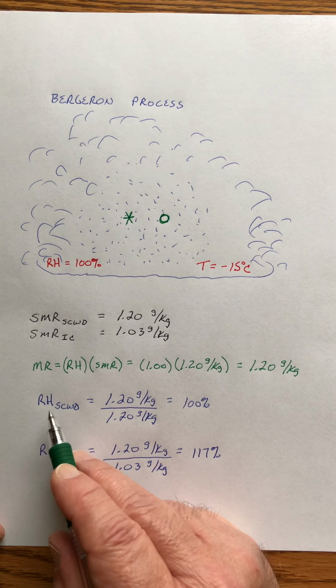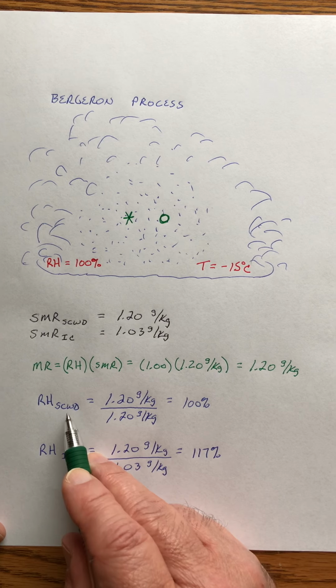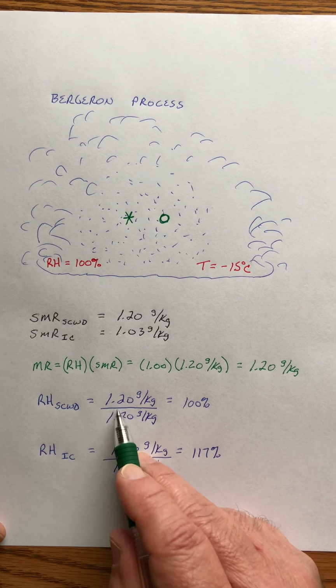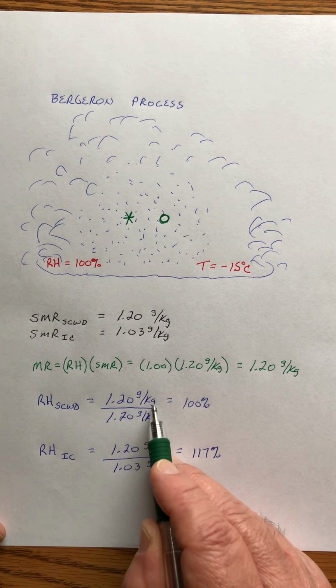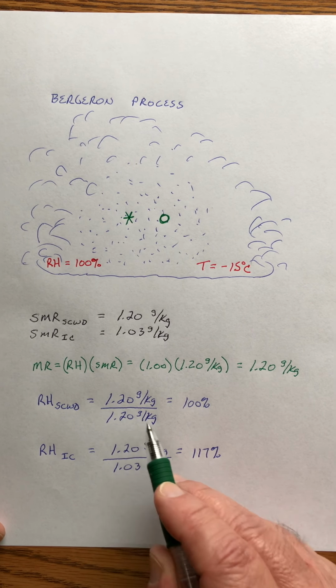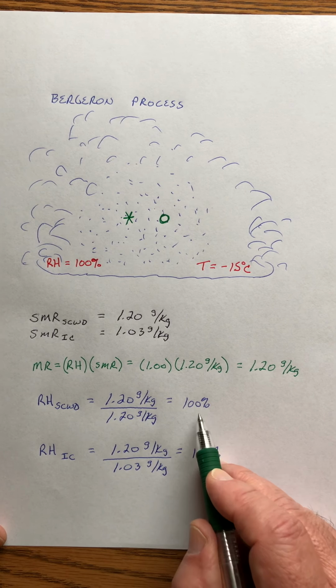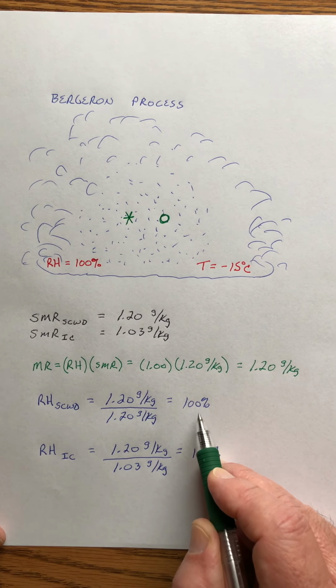So it follows then that the relative humidity with respect to, or around, the supercooled water droplet will be 1.2 grams per kilogram mixing ratio divided by 1.20 grams per kilogram for the saturation mixing ratio. So the relative humidity is 100%.